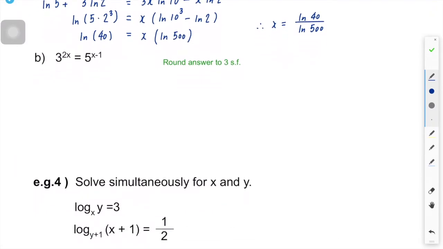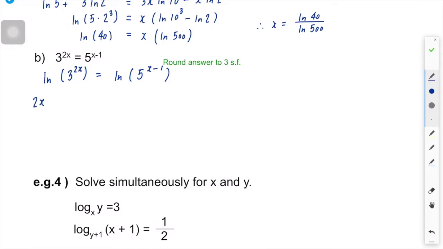Number 3b. So I have two powers of different bases, so we can't compare the exponents right away. So again, I'm going to start by taking the natural log of both sides of the equation. So I have ln of 3 to the power of 2x equals ln of 5 to the power of x minus 1.